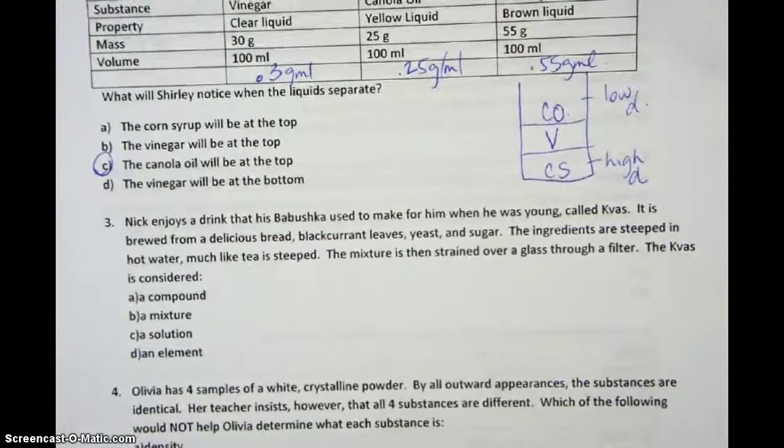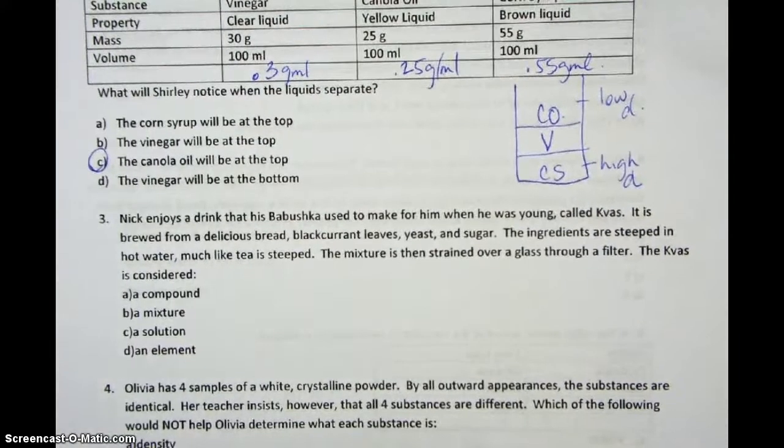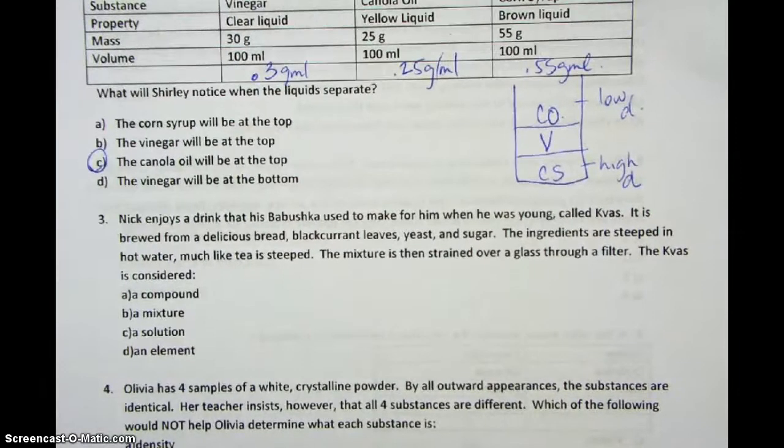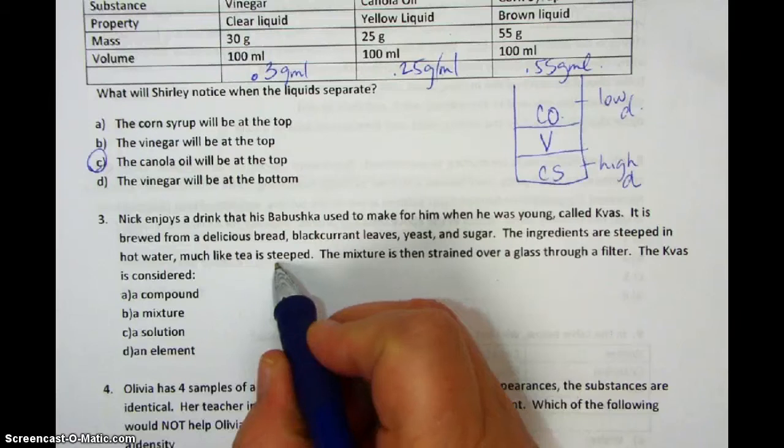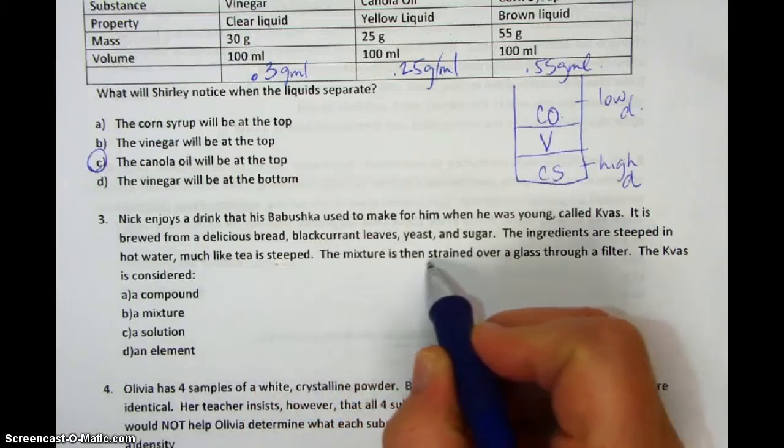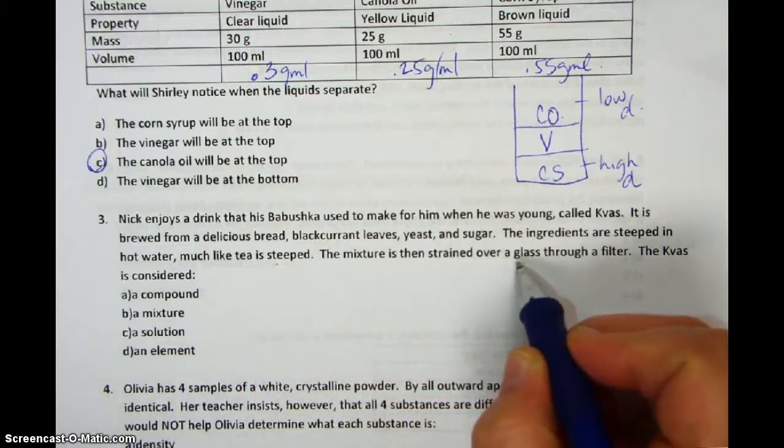Okay, number 3. Nick enjoys a drink that his babushka used to make for him when he was young called kvass. It is brewed from a delicious bread, blackcurrant leaves, yeast, and sugar. The ingredients are steeped in hot water, much like tea is steeped. The mixture is then strained over a glass through a filter.